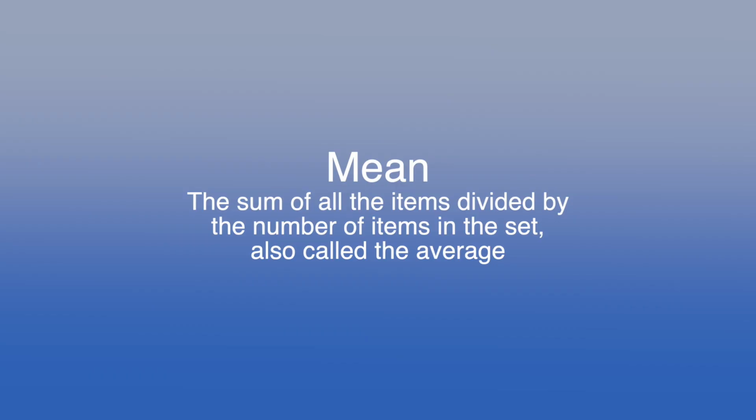The way that we would find the mean of a set of numbers is to add up all the items and divide by the number of items in the set. And remember, this is sometimes referred to as the average. You hear averages all the time, like batting averages or points per game averages.